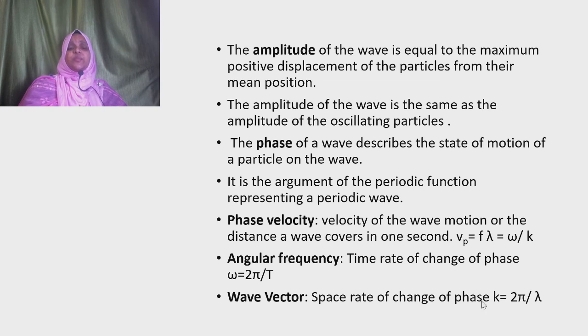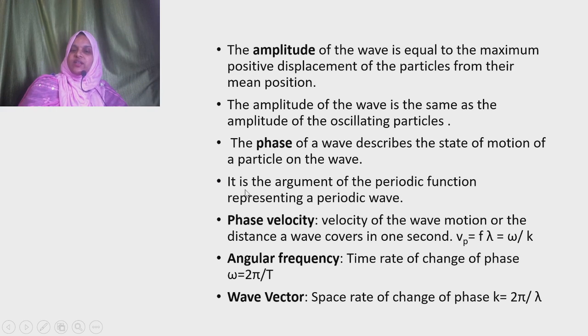Then another important characteristic of a wave is known as phase. Phase describes the state of motion of the particle on the wave. Mathematically, it is the argument of the periodic function representing a periodic wave. We will later see that a periodic wave can be represented using a mathematical function which will be a periodic function, and the argument of that function will represent the phase of this wave.